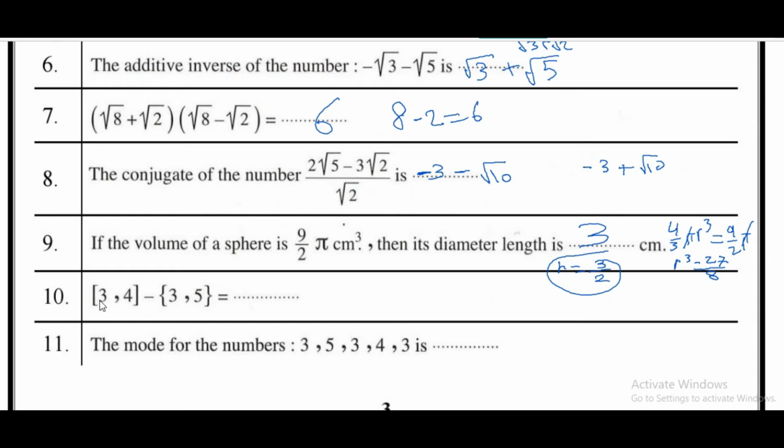Closed interval from 3 to 4 minus or difference، يحذف منها الـ 3 والـ 5. كده الـ 5 بره الانترفال ملهاش تأثير، هنحذف الـ 3 هتبقى open interval from 3 to 4. المود is the most repeated، الفور متكررة أكتر، يبقى الفور هي المود بتاعنا.